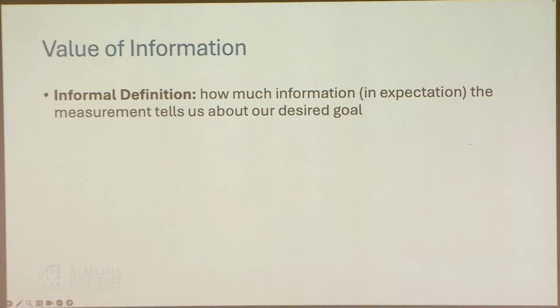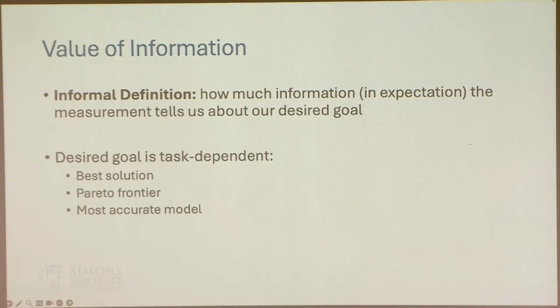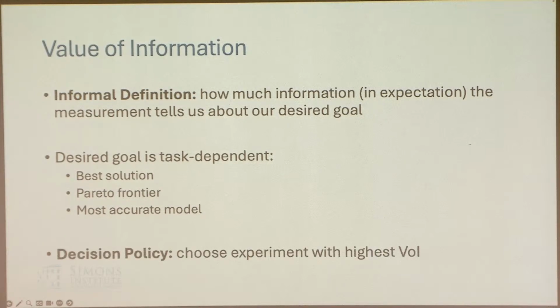And all these different choices have different characteristics. And which one works well depends on this notion called the value of information. The informal definition of the value of information is how much information in expectation any given measurement might tell us about our desired goal. Now, we haven't made the measurement yet. It's a proposed measurement. And a desired goal is task dependent. It can be the best solution. It can be some Pareto frontier if it's multi-objective. It can be the most accurate model if I actually want to build the most accurate model. And a decision policy, under this type of design paradigm, is simply going to choose the experiment to observe a measurement from with the highest value of information, assuming we have a way of quantifying it.